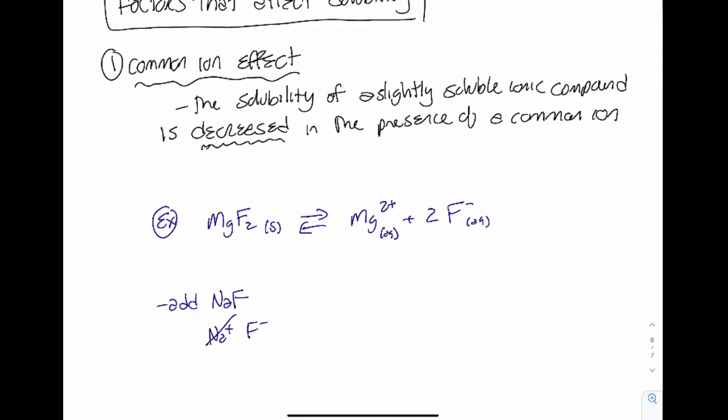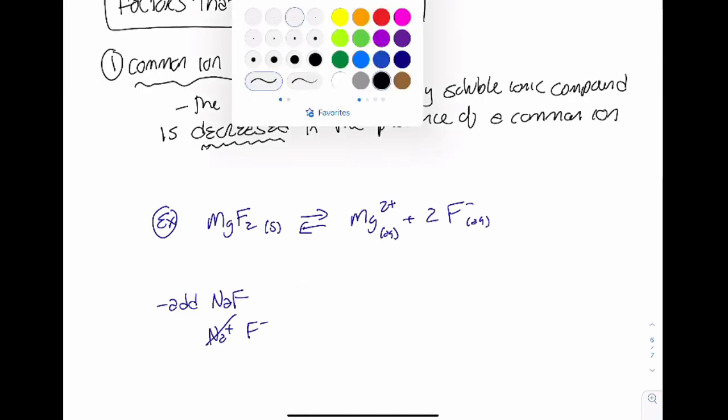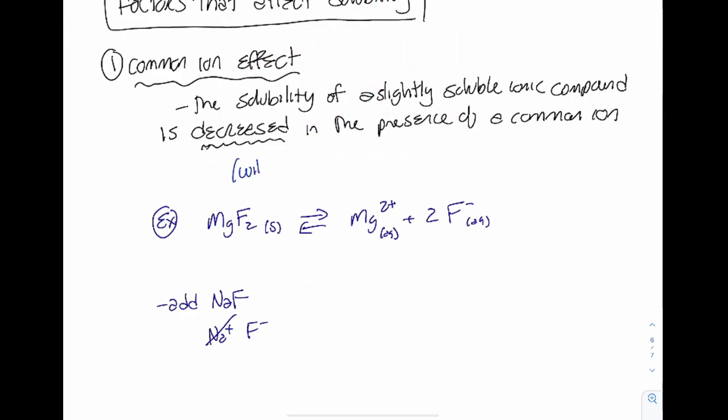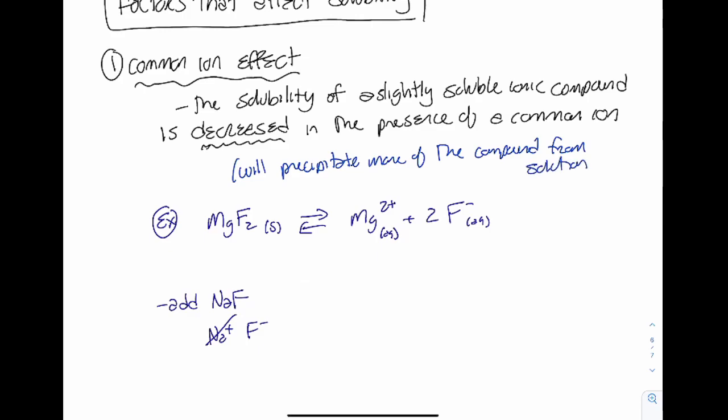It will actually precipitate our solution. We could say it that way also. So we'll precipitate more of the compound from the solution. If I have a saturated solution of magnesium fluoride, I add sodium fluoride to it, we're going to precipitate some of that magnesium fluoride. So we're going to end up with some solid forming in the bottom of our container.